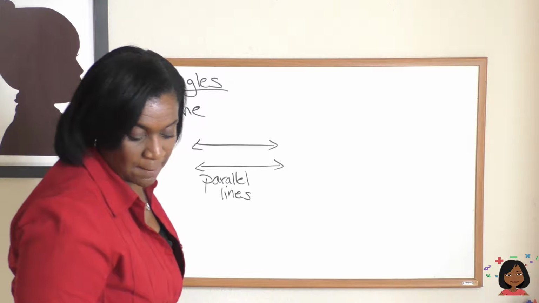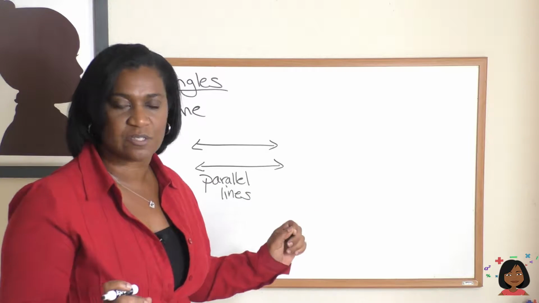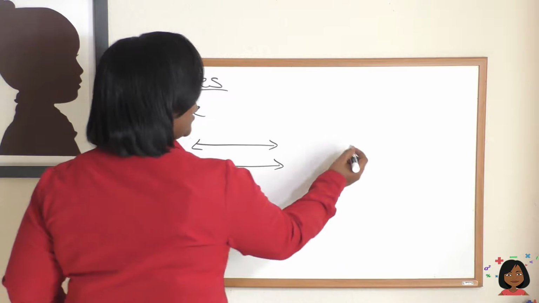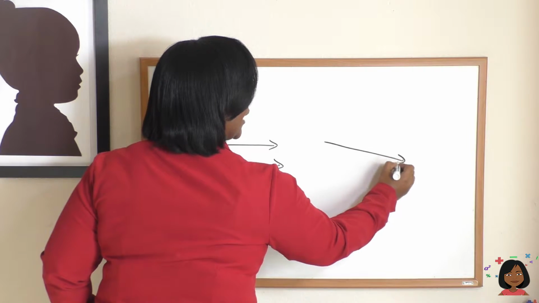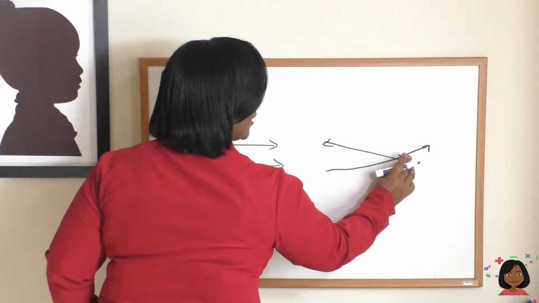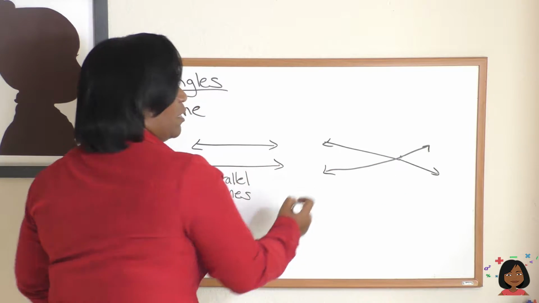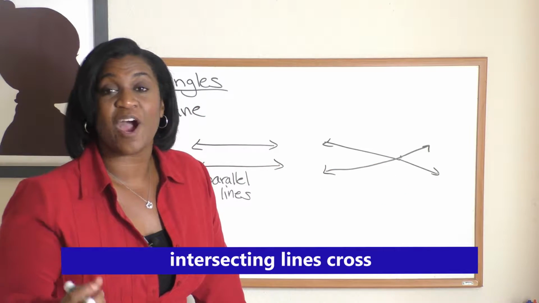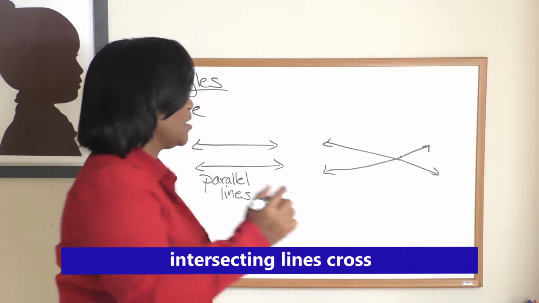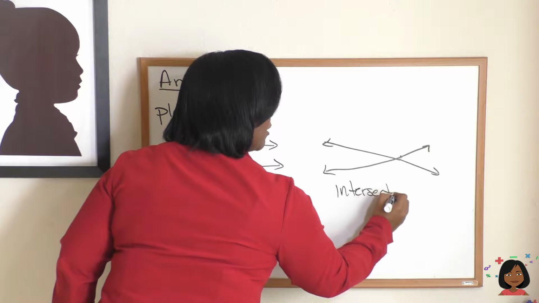Okay? Parallel lines. Now, what happens if I didn't draw them perfectly equidistant from each other, and maybe they're going to intersect at some point? Let's say I drew one line like this, and another line like this. I'm going to keep this one going. There we go. Those are not parallel lines, right? They are intersecting lines. So, intersecting and parallel.